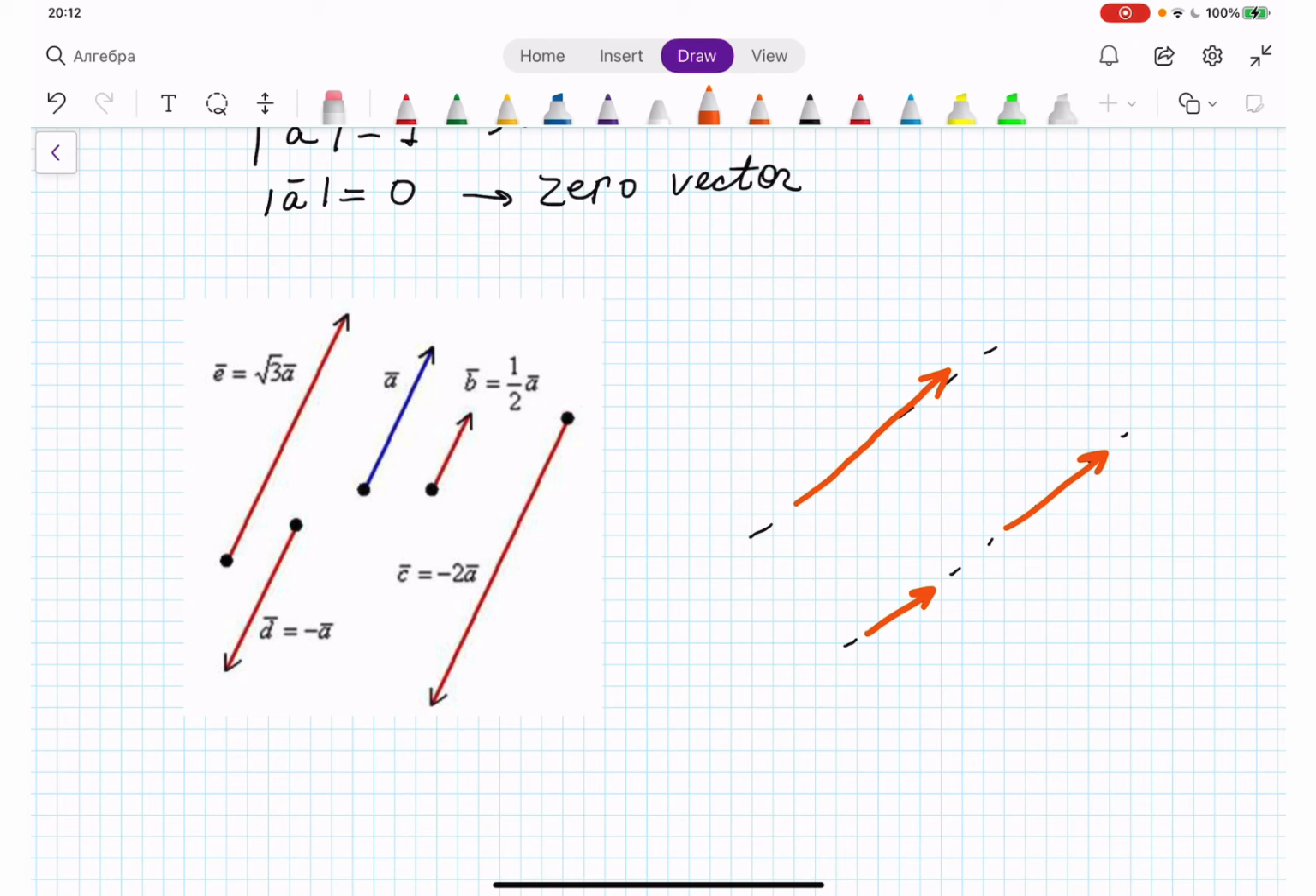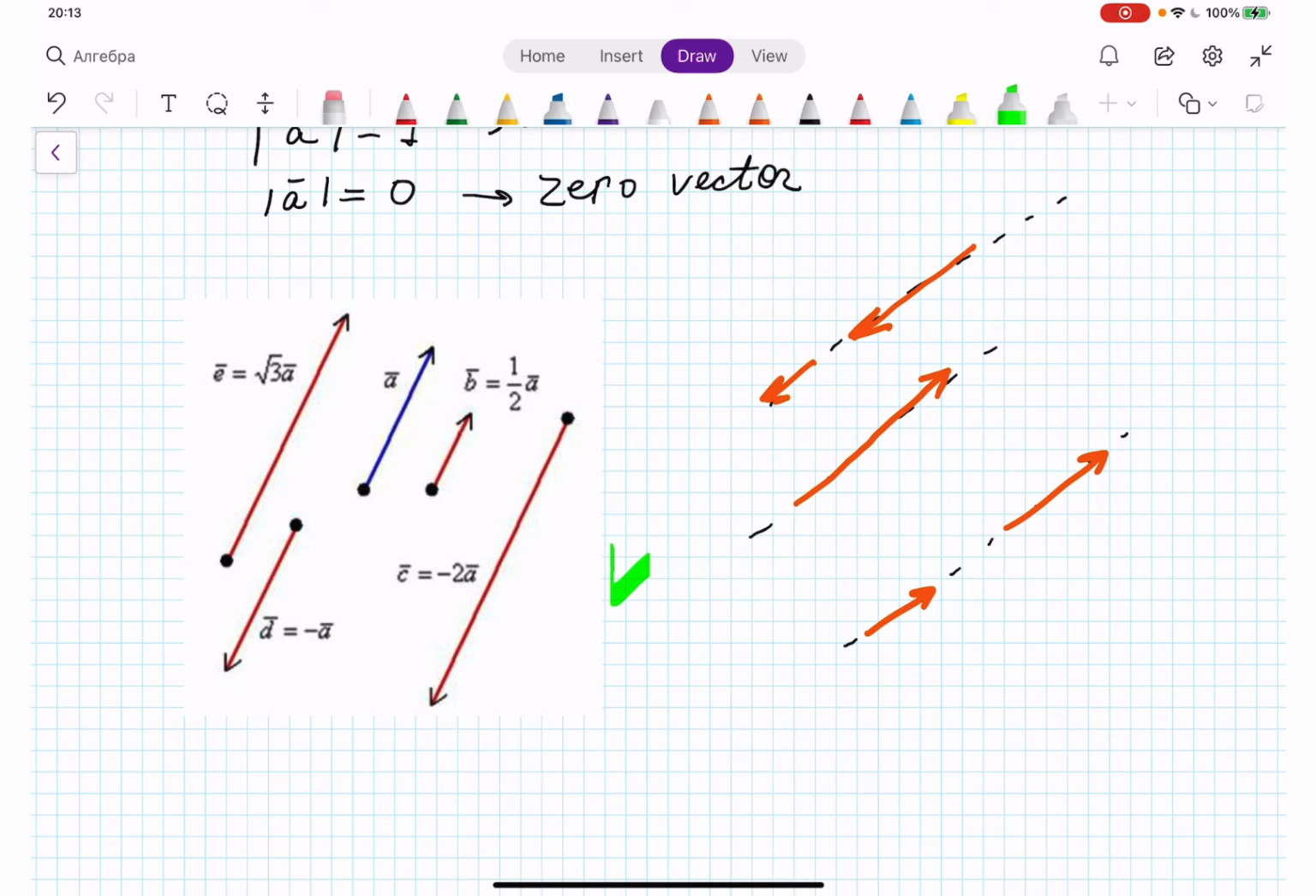I can even build an opposite direction vector, and they are still going to be collinear. Why? Because these vectors are laying on the parallel lines. And here, you can see on this picture, all these vectors are collinear, because they are laying on the parallel lines.